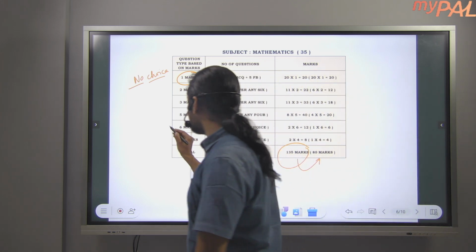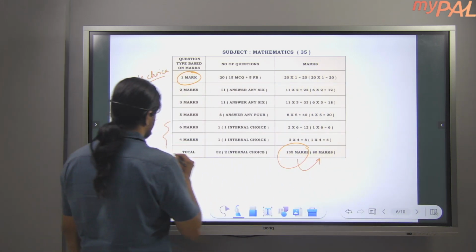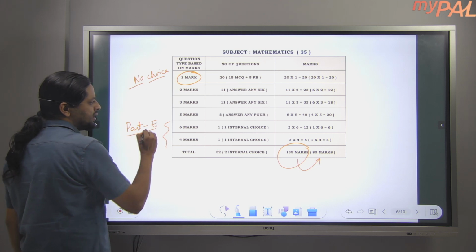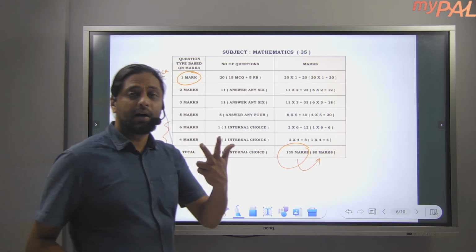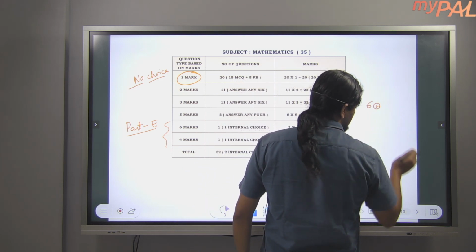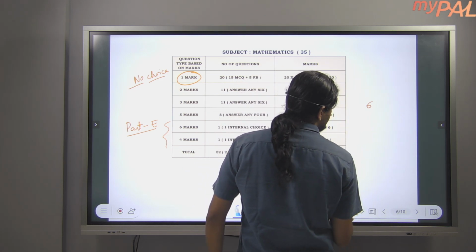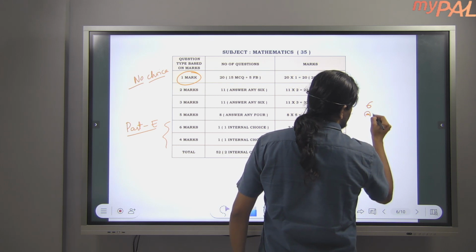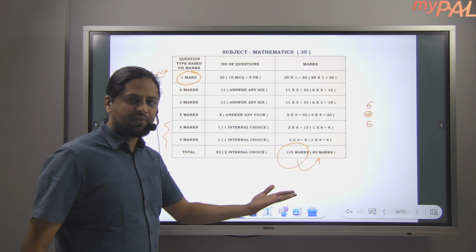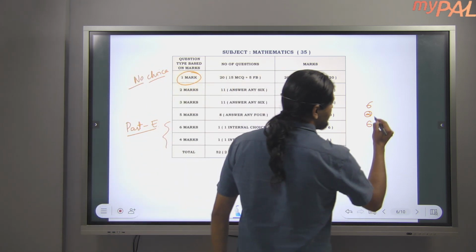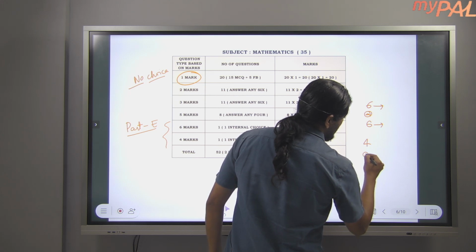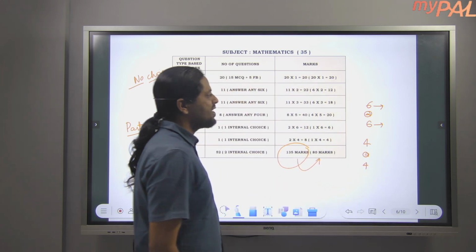And the last part, this is going to be part E. And what is going to happen in part E, Andre? You'll have 2 10 markers. So the first 10 marker is 6 plus 4, 6 or 6. So you have a 6 marker from two different chapters. I'll discuss from which chapters we have the question. Okay, so you have one 6 marker and one 6 marker, and then you have 4 or 4. So totally you have 10 marks.